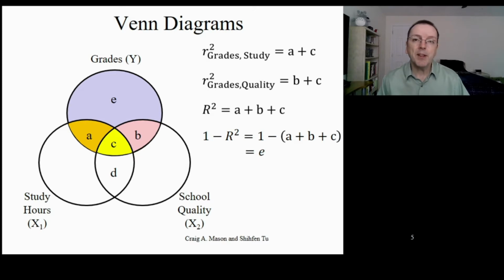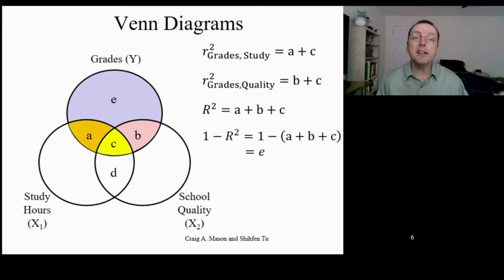You can see it here. The R-squared for grades with study hours as the predictor is A plus C, and the R-squared for grades with school quality as the predictor is B plus C. If we add them together, we're going to count C twice. So you typically can't just add up individual R-squareds with the outcome to get the total R-squared based on multiple predictors, because you'll end up counting some of the variance twice.